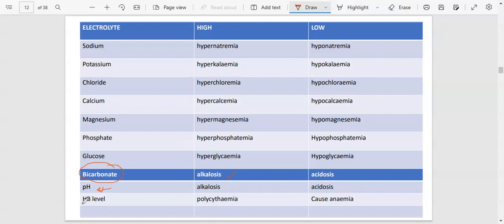And we also have HB levels. HB is just hemoglobin levels. When the hemoglobin levels are high, that is going to be called polycythemia. And when the HB levels or hemoglobin levels are low, that is going to result in anemia because you have low hemoglobin. All right.